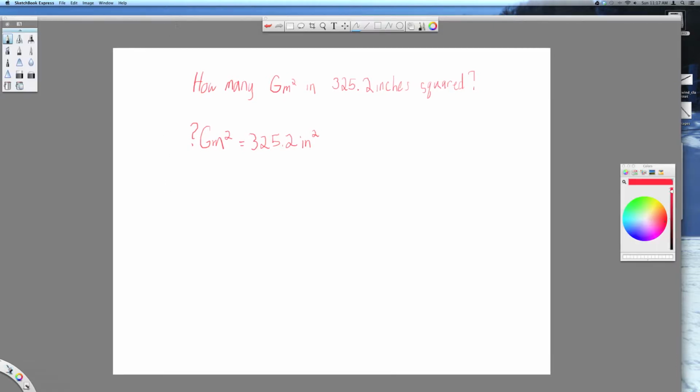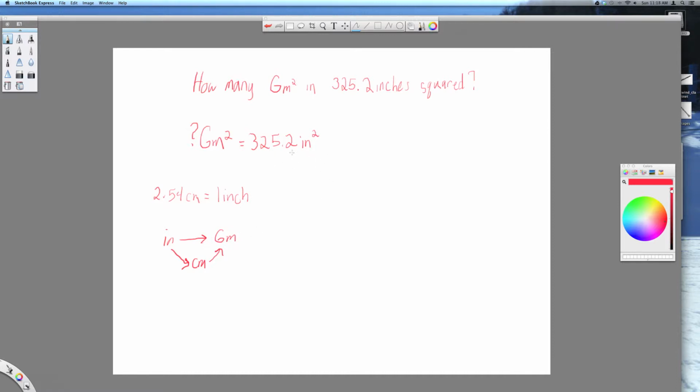2.54 centimeters equals 1 inch. So I have to get from inches squared, and I'm going to ignore the exponents for right now, from inches squared to gigameters squared. And centimeters is going to be my bridging unit. It's going to allow me to get from here to here. We don't have any connection between inches and gigameters on our conversion sheet.